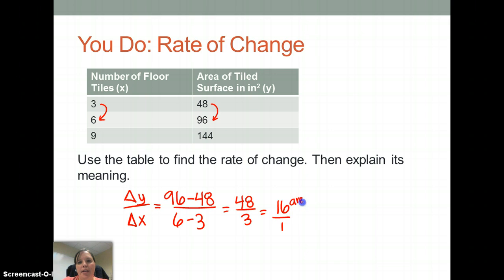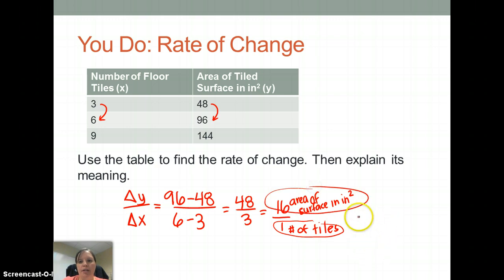This is the area of the tiled surface in inches squared, and this is the number of tiles. So what does this tell us? For one tile, you end up with 16 inches squared. So 16 inches squared would be the area per tile. So interpreting is also an important part of thinking about rate of change.